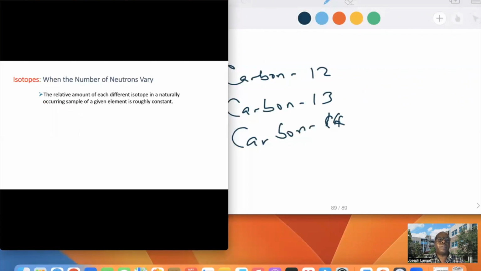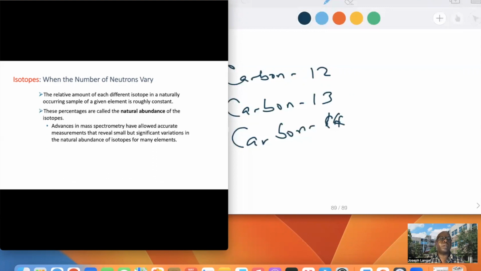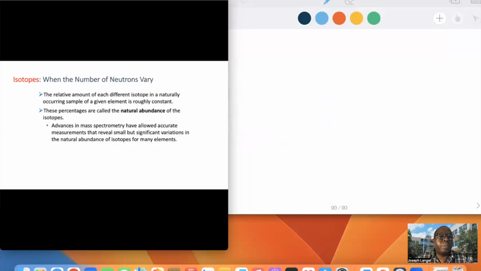The relative amount of each different isotope in a naturally occurring sample of a given element is probably constant. What that means is the percent in nature of each isotope is relatively constant. The percentages are called natural abundance. That means in nature, we call it natural abundance. We will be using that in a few minutes.